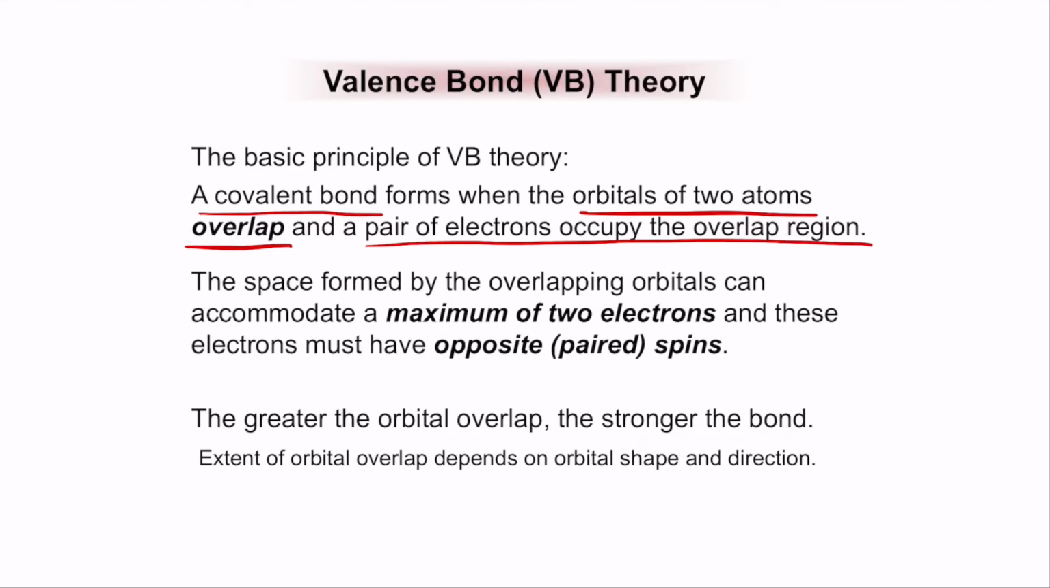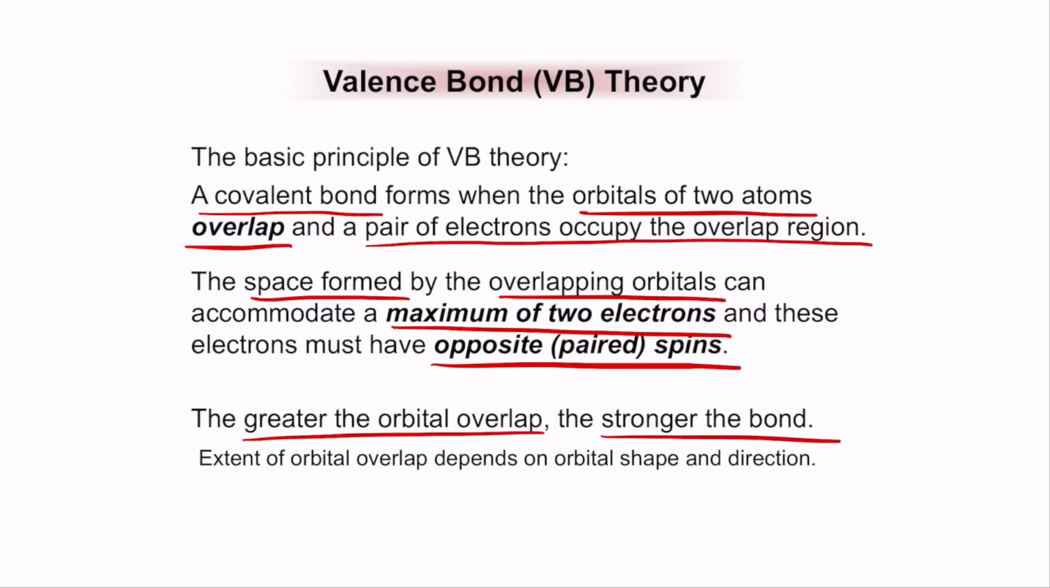The space formed by the overlapping of the two orbitals can accommodate a maximum of two electrons, and these electrons must have opposite paired spins. So this is obviously the common theme here. And the greater the orbital overlap, the stronger the bond. And the extent of this overlap depends on the orbital shape and direction.